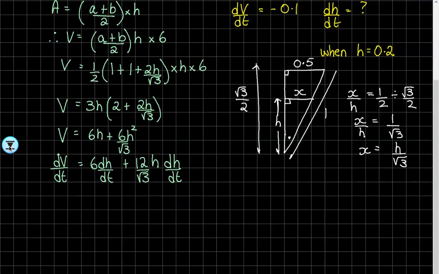Now you've got a choice at this point. You could pull out dh by dt as a common factor, or you could substitute your values in straight away. Okay, so dv by dt we've got up there is the minus 0.1. Over here I'm going to pull out my dh by dt, correct? So in my bracket I'd have 6 plus 12 over root 3 times h. And what is my h? 0.2. Yep, they told us here.